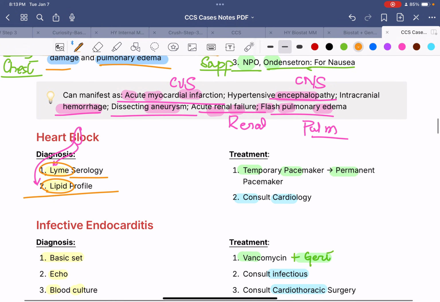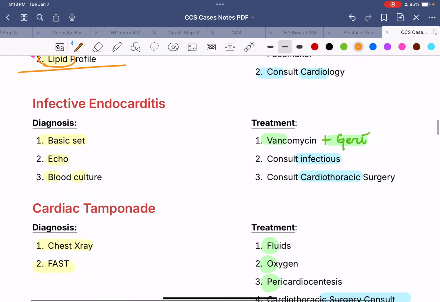And then in the treatment, of course, it's a heart block, so you have to make the heart work again, which is with the temporary pacemaker, and then ultimately with the permanent pacemaker. And since it's a cardiology case, you have to consult cardiology.